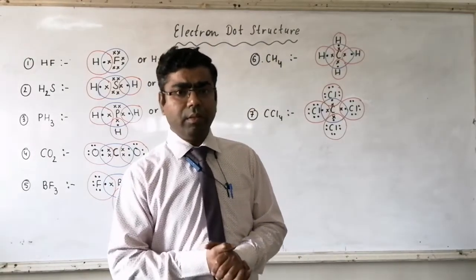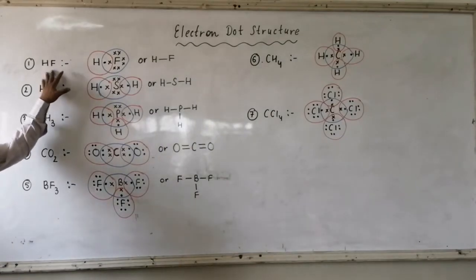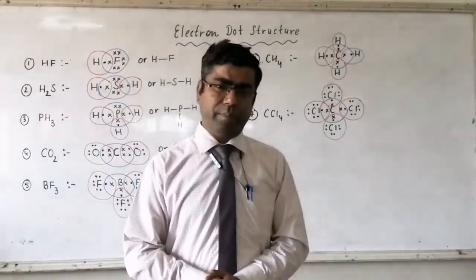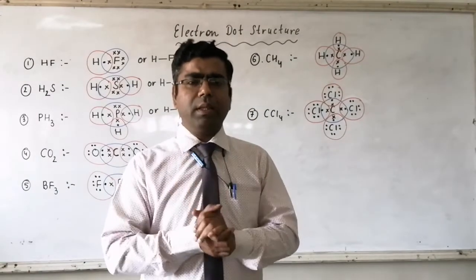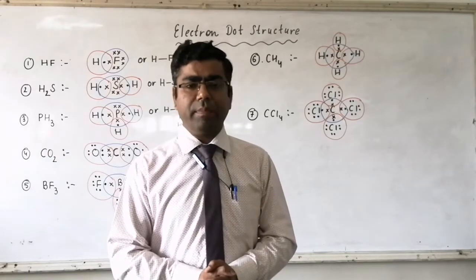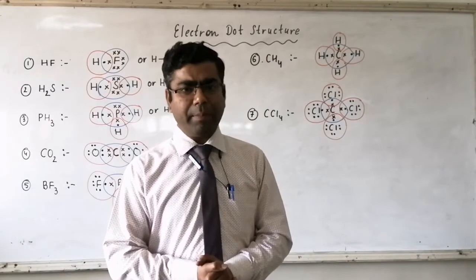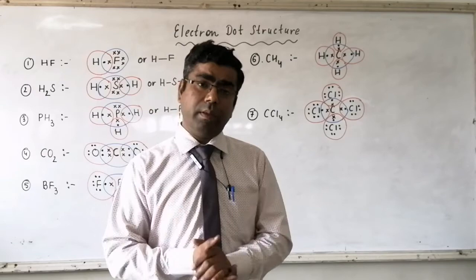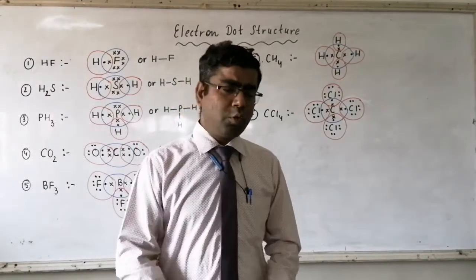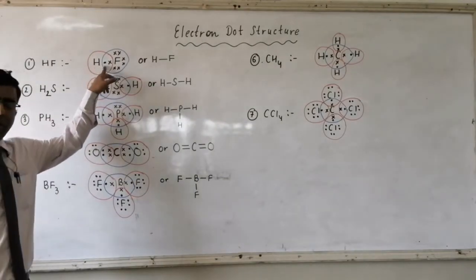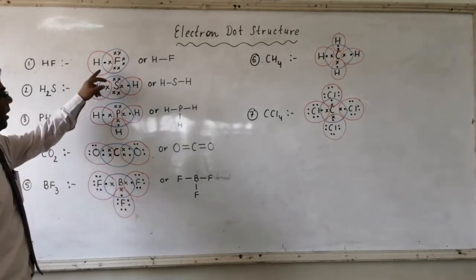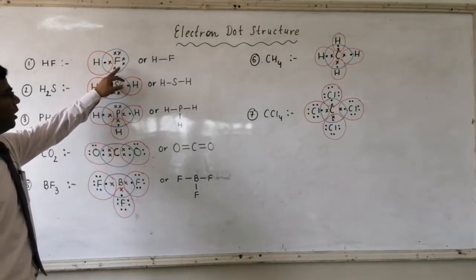Let us take one example. Example number one, HF. Hydrogen is having atomic number 1. There is one electron in the valence shell of hydrogen. Similarly, fluorine, its atomic number is 9. It is having 7 electrons in the valence shell. Now, we have to show the sharing with the valence electrons present in both the atoms. So here, the electron of hydrogen is represented by a dot sign, and the valence electrons of the fluorine atom are represented by a cross sign. So here, electron 1 of hydrogen, and here electron 7 of fluorine, 1, 2, 3, 4, 5, 6 and 7.